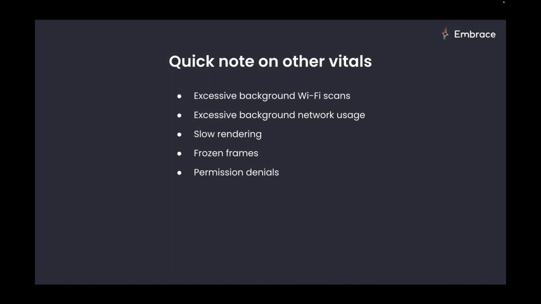And there's a couple of other vitals. So slow rendering and frozen frames. Those can kind of be grouped together. If you've ever seen jank in your application, that is when a few frames drop, but then the app resumes, then that is basically what slow rendering and frozen frames relate to. And Google doesn't penalize you on that directly, mainly because there's this ANR vital, which has an explicit threshold. And finally, there's this concept of permission denials.